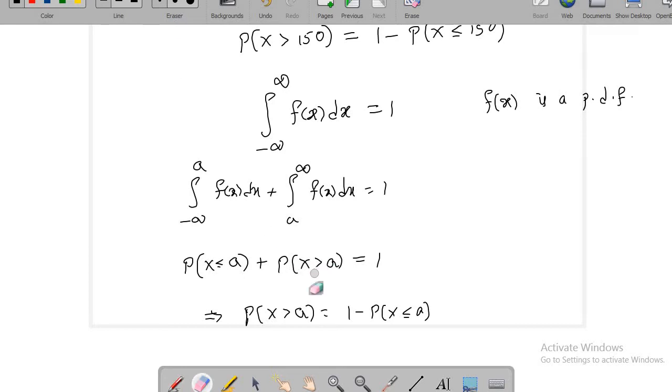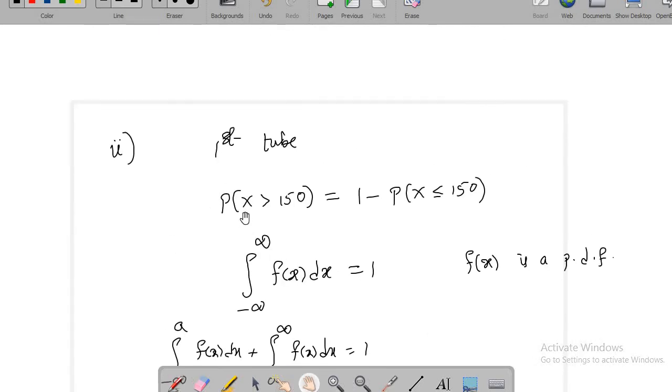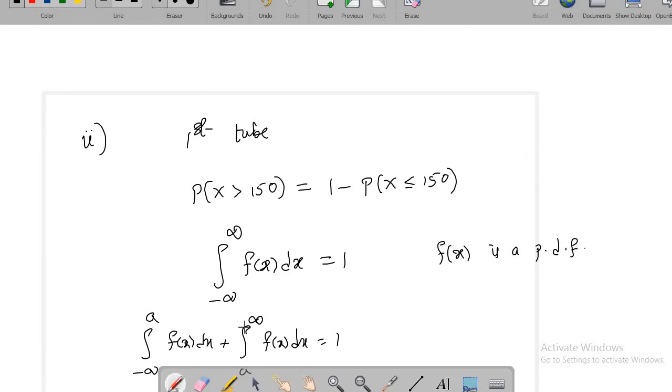Okay. So now using this formula, I'm writing this expression. The probability that x is greater than 150 is nothing but 1 minus the probability that x is less than or equal to 150. And we already calculated this. This is 1 minus 1/3. So this is actually 2/3. So this is the probability that the first tube is not going to be replaced.